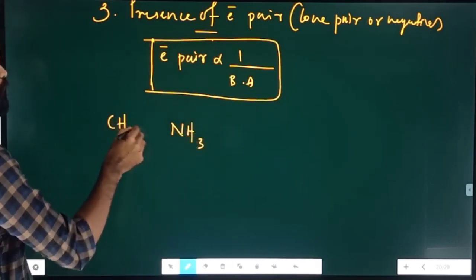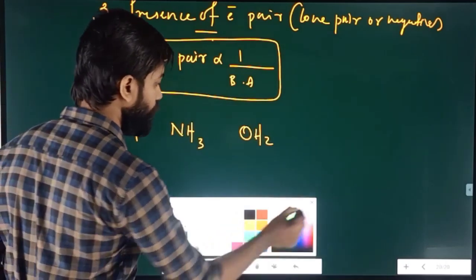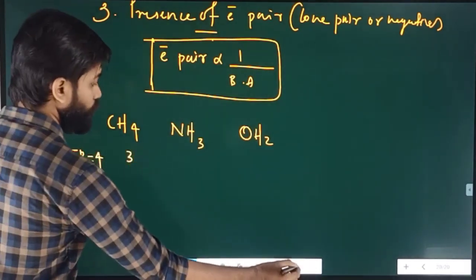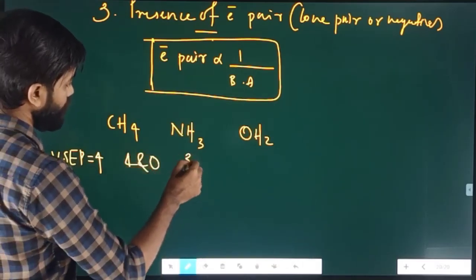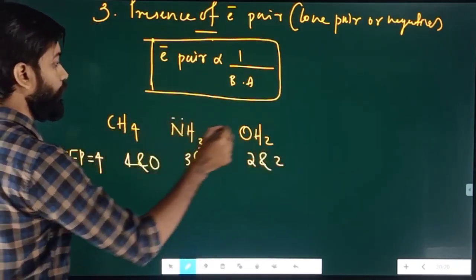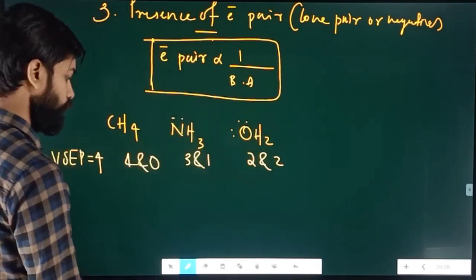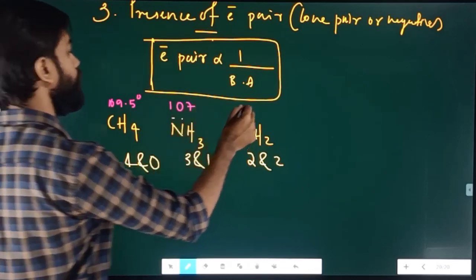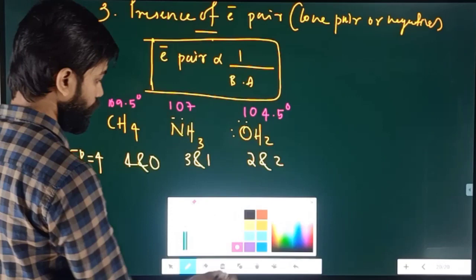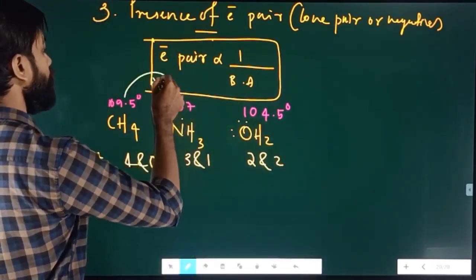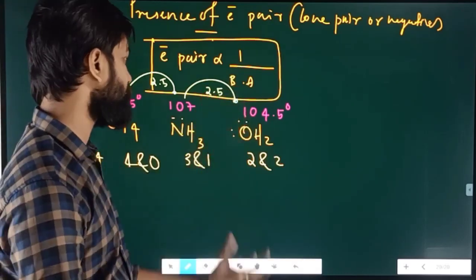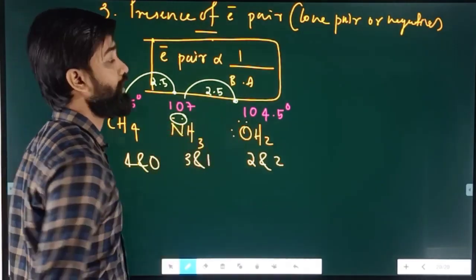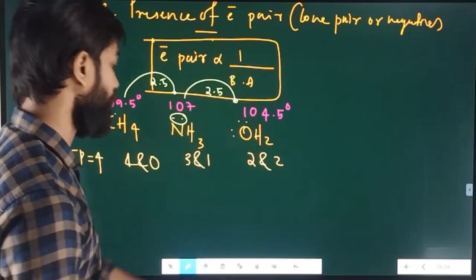For example, listen. Take NH3, CH4, OH2. They all have 4 VSEPR pairs in total, but the combination is 4 and 0 here, 3 and 1 here, 2 and 2 here, which means here no lone pair, here 1 lone pair, here 2 lone pairs. So what about the bond angle? We already know the bond angle. The bond angle here is 109.5 degrees, here 107 degrees, here 104.5 degrees. So there is a change of about 2.5 degrees, right? So we can generalize a statement in this particular case that as the number of lone pairs increases, the bond angle will decrease by about 2.5 degrees. Okay, ready?